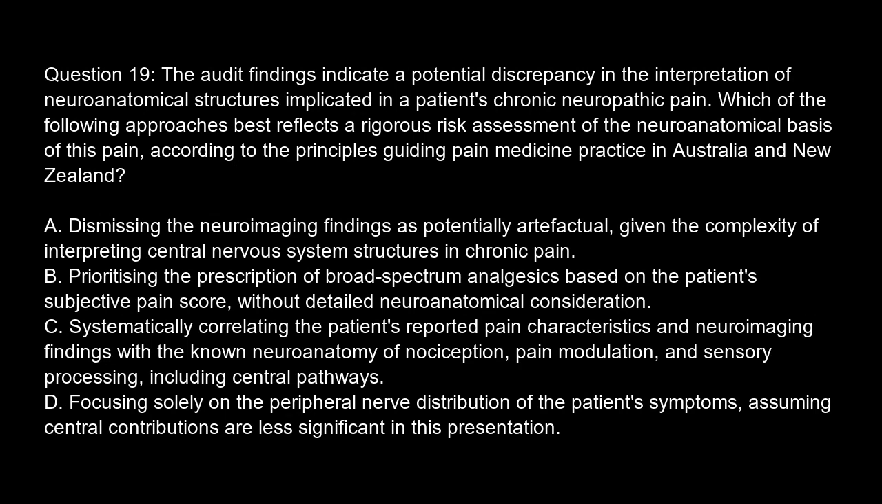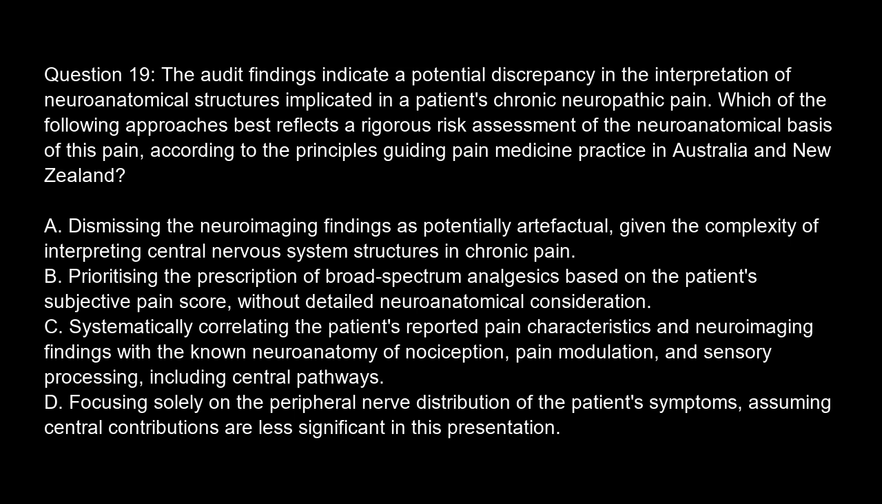Question 19. The audit findings indicate a potential discrepancy in the interpretation of neuroanatomical structures implicated in a patient's chronic neuropathic pain. Which of the following approaches best reflects a rigorous risk assessment of the neuroanatomical basis of this pain, according to the principles guiding pain medicine practice in Australia and New Zealand?